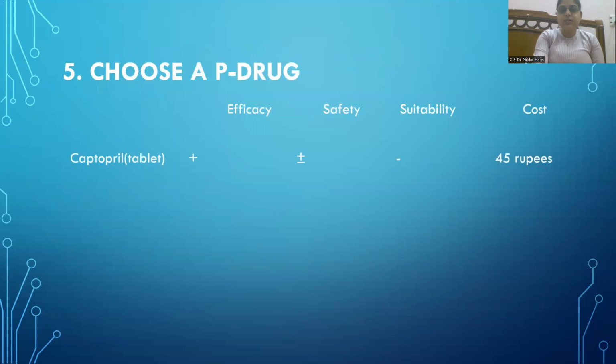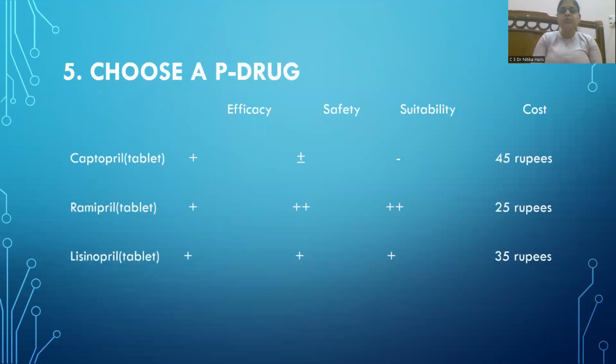Cost-wise also, this is costly. Now choose a P drug among captopril, ramipril, and lisinopril. These are the ACE inhibitors, and from these we will choose the P drug. First of all, what is captopril? Captopril is the shortest acting drug. It has a short duration of action, lasting 6 to 8 hours. Plus, it is less potent, and safety-wise, it is less safe as compared to ramipril and lisinopril.